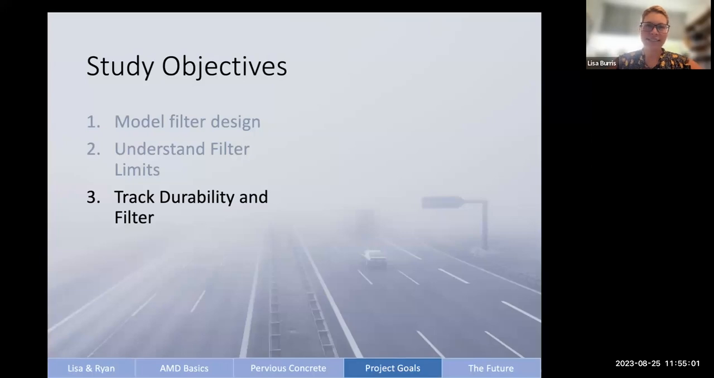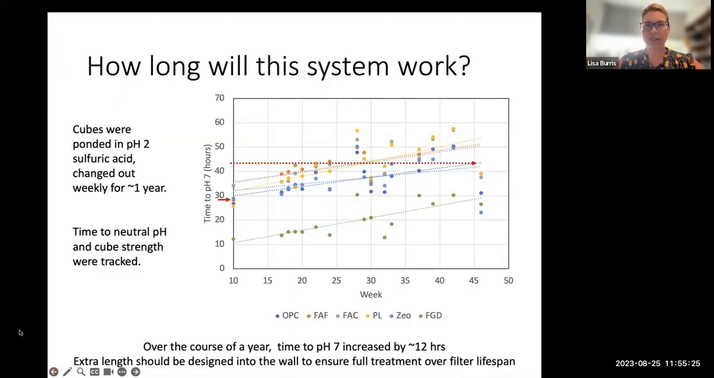Right, so the last set of objectives that we looked at were trying to understand the durability of this system, both in terms of how much water can be treated and how long it will remove ions from solution, as well as tracking degradation of strength over time. Concrete is naturally not very resistant to acid and can be broken down pretty quickly through exposure to acidic solutions.